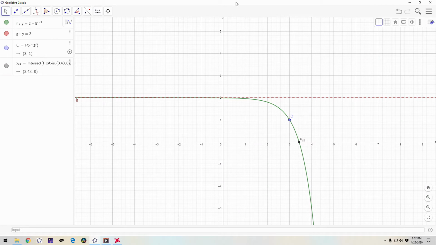Here's that graph in a much more accurate fashion. Notice the horizontal asymptote of the exponential function at y equals 2. Notice the center point of the function, just like we've graphed before, at 3, 1. And then the x-intercept, like we just calculated it, at 3.43.